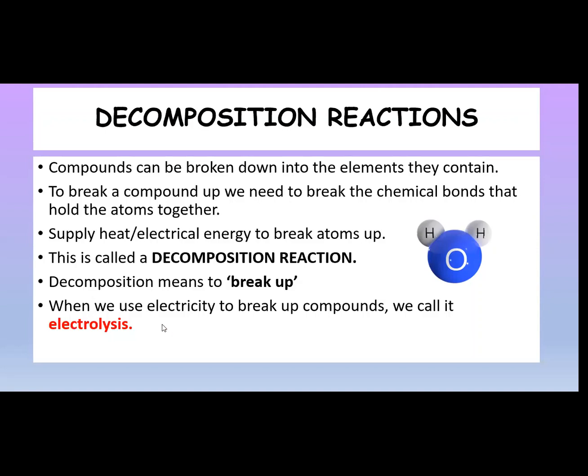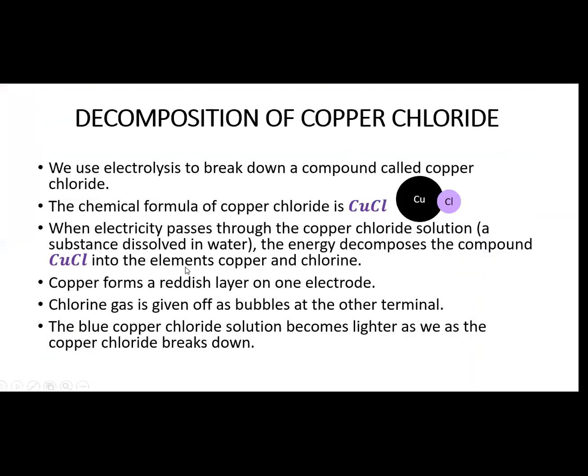When we use electricity to break down compounds, we call it electrolysis. The process is a decomposition reaction, but when we use electricity to break down a compound, we call it electrolysis. Let's talk a little bit about the process of electrolysis. Today we're going to look at the decomposition of copper chloride.